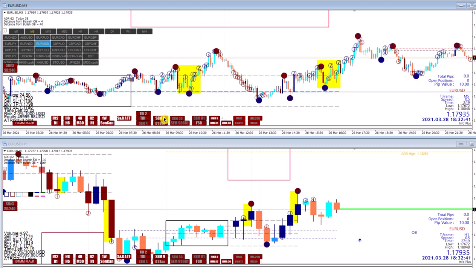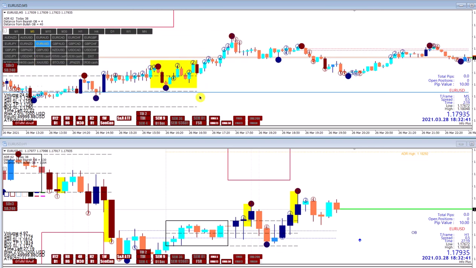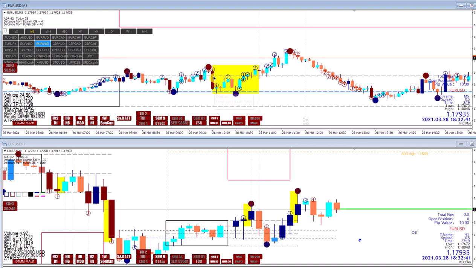That's the only good one really. But it just doesn't make sense. Where's London Open? There's a 5-minute candle, look at that. London Open, 5-minute candle. This thing just went down, London Open right there, and then it played around and then it shot up.